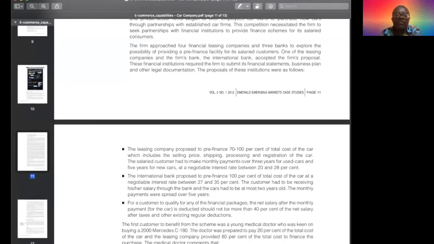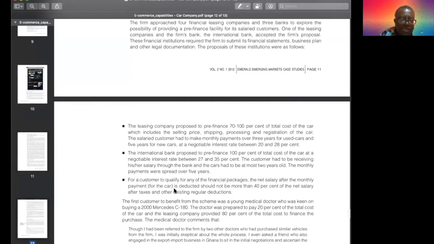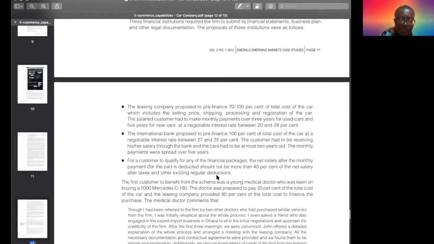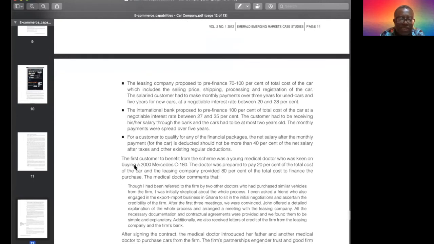Now, the proposals of these institutions were as follows: the leasing company's proposal, the international bank proposal, and the nature of the customers who could qualify, or the description of customers who could qualify for the particular facility. Now, when I finished, I said the first customer to benefit from the scheme was a young medical doctor who was keen on buying a 2000 Mercedes C180. The doctor was prepared to pay 20% of the total cost of the car, and the leasing company provided 80% of the total cost of the car. The medical doctor comments that.